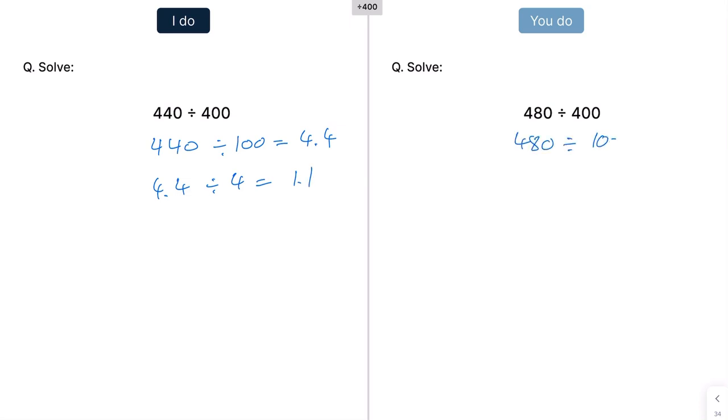And again, hopefully you've pressed pause and had a go at this. That is 4.8. 4 times 12 is 48, so that is going to be 1.2.